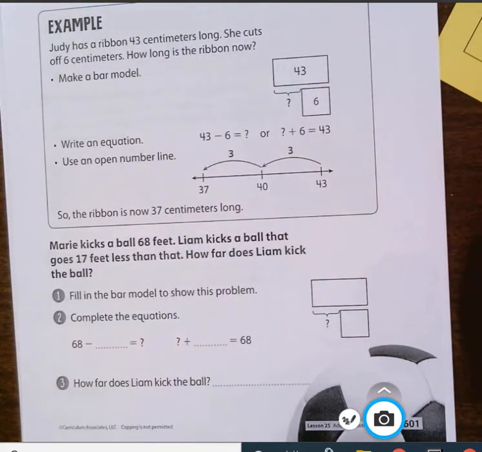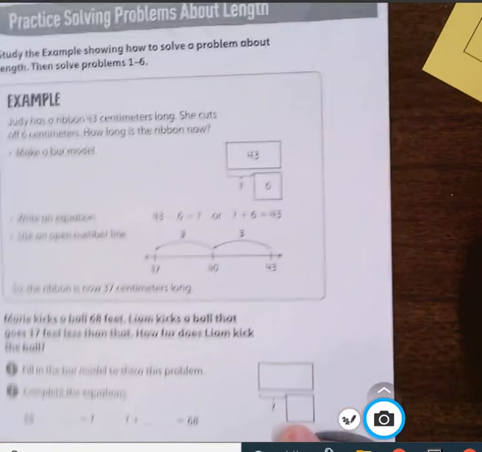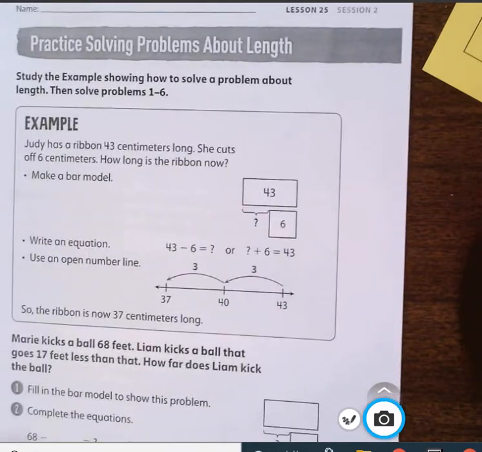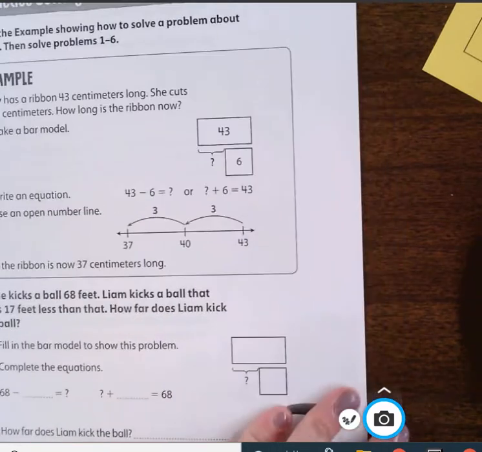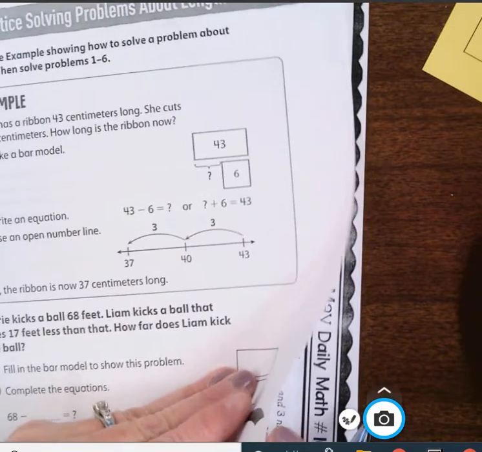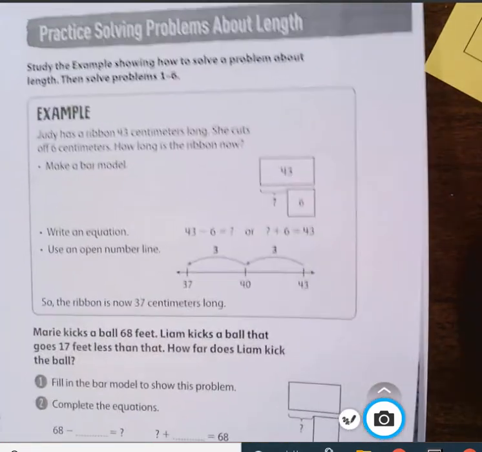Okay, now you get to try it on your own. You can choose whichever way you want to answer these questions. I want you to do session 2, the one by yourself. And if you need help, I'm sure someone in your family can help you.